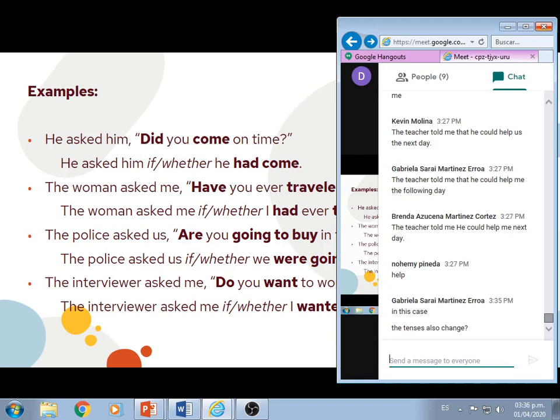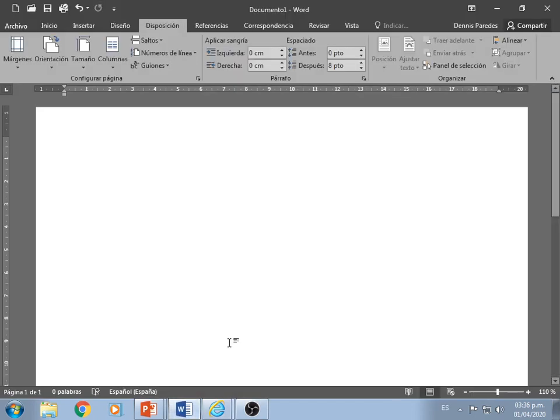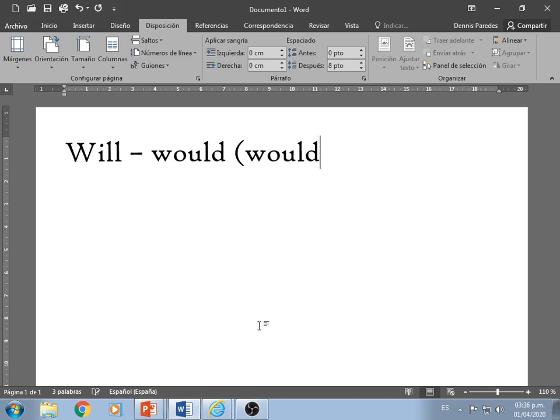Yeah, and I'm going to explain something that is in the book. In the case of modals, if you go back to the chart that we have, in the case of modals, if you have will, that becomes would, and in the case of would, that remains would.